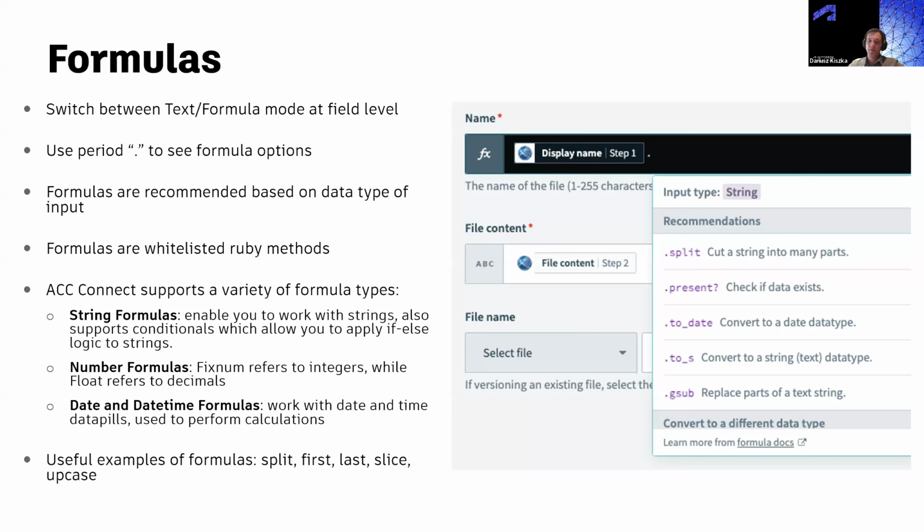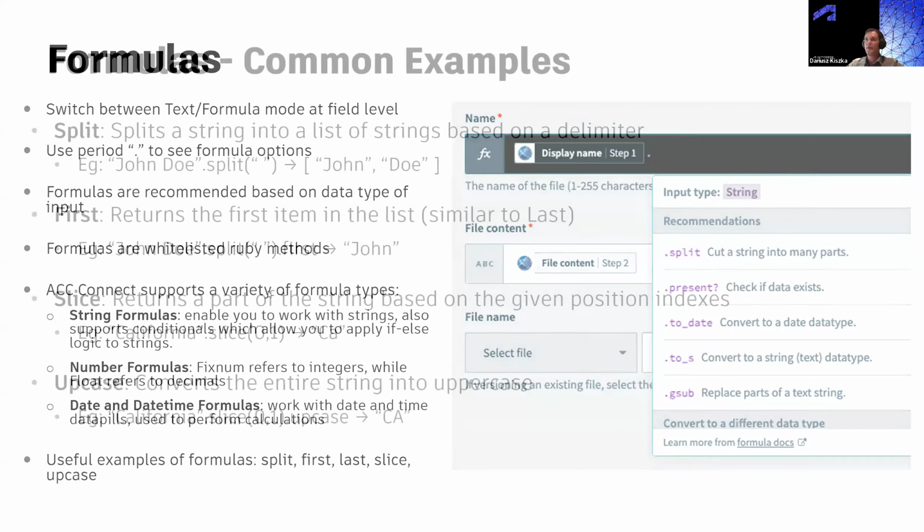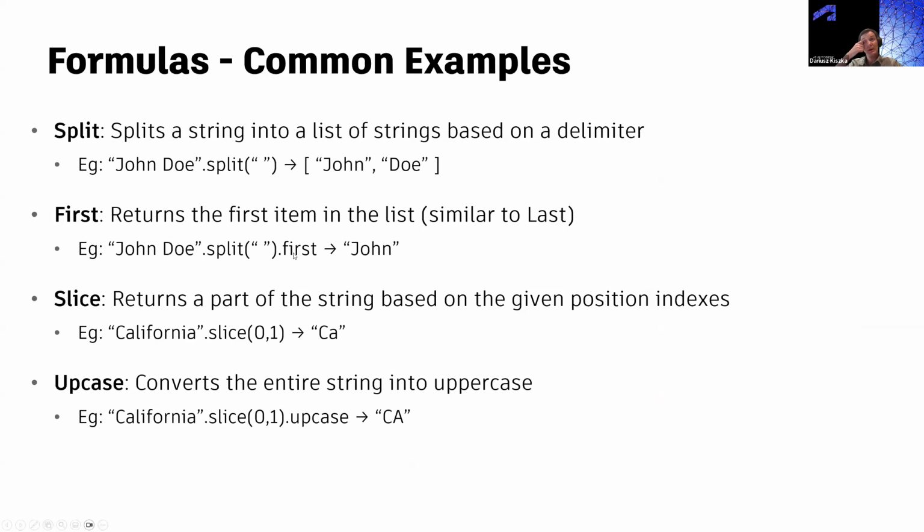The main types of formulas can be any sort of string formulas that help you to work with the text, including the logic with conditionals. You can have number formulas, so working with integers, converting numbers, with different decimal numbers, rounding up or down. You can also have date and time formulas, when working with date calculations and so on. With that, it also gives you quite a lot of flexibility. Here are a couple of examples. The most common ones I put in the slide for you to review after the session.